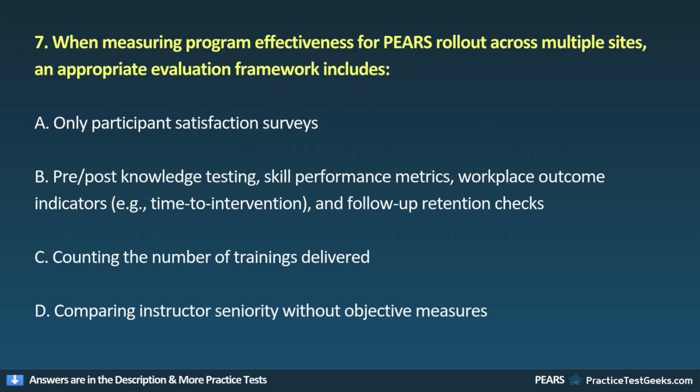7. When measuring program effectiveness for PEARS rollout across multiple sites, an appropriate evaluation framework includes: A. Only participant satisfaction surveys. B. Pre-post knowledge testing, skill performance metrics, workplace outcome indicators, e.g., time to intervention and follow-up retention checks. C. Counting the number of trainings delivered. D. Comparing instructor seniority without objective measures.